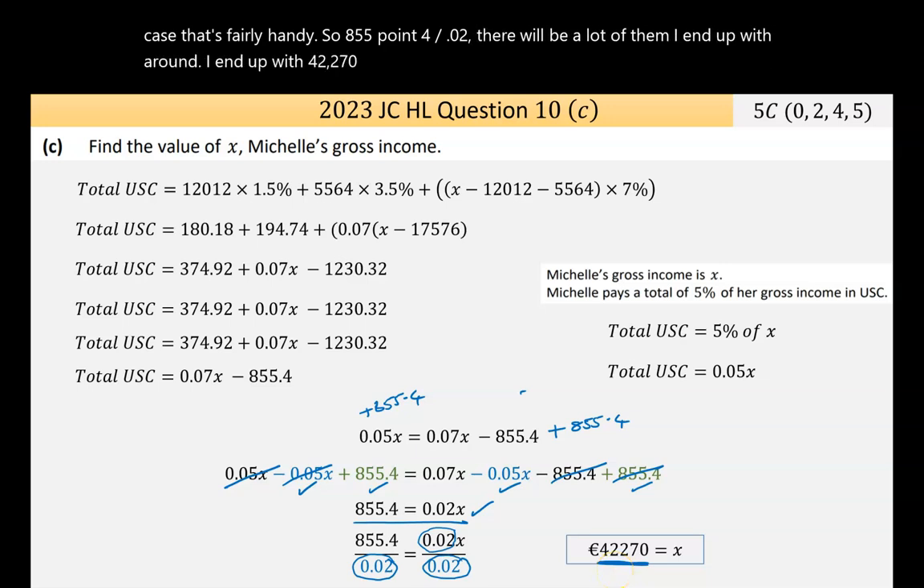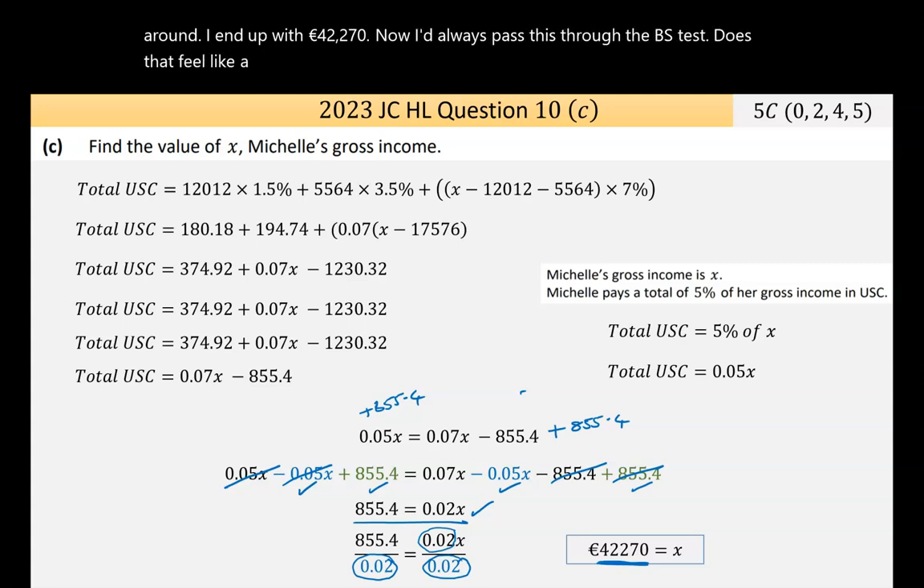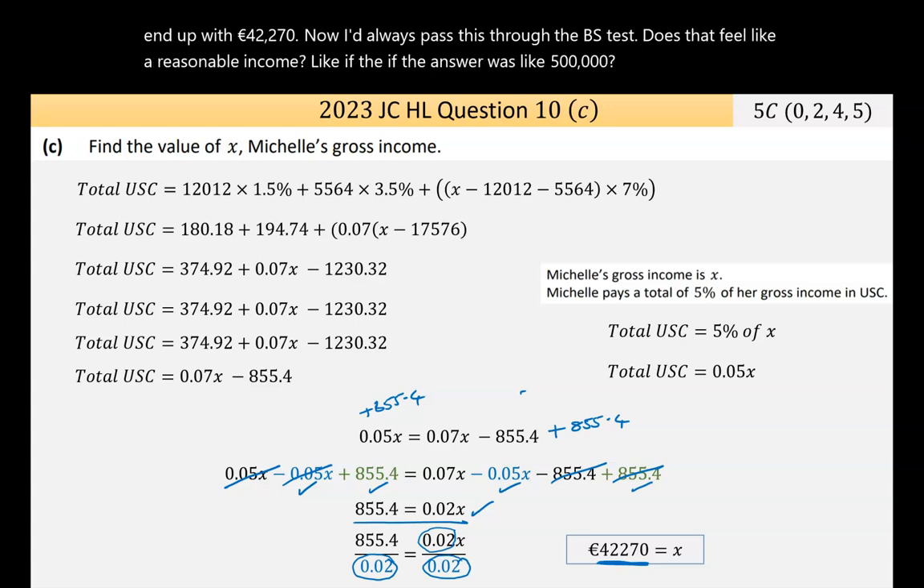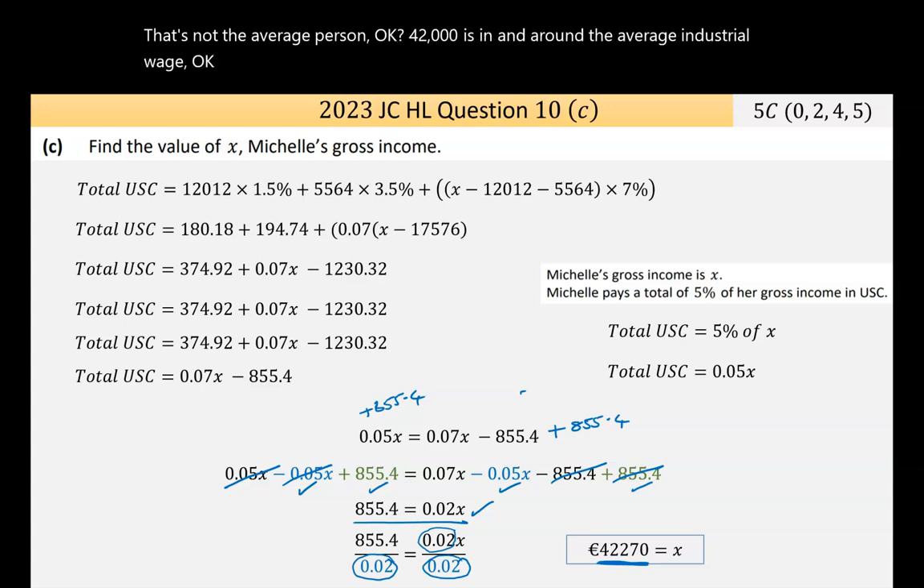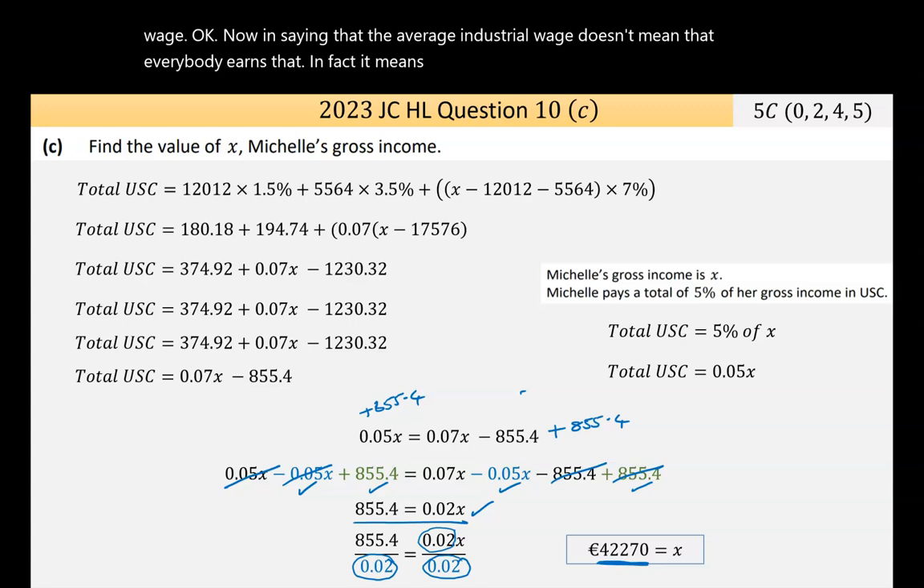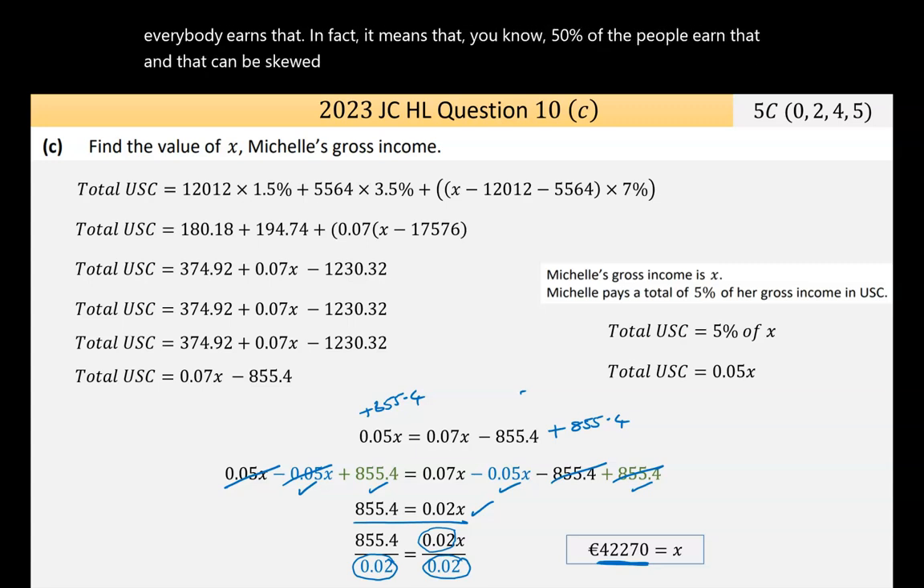Now, I'd always pass this through the BS test. Does that feel like a reasonable income? If the answer was like 500,000, I'd say that's not the average person. 42,000 is in and around the average industrial wage. Now, the average industrial wage doesn't mean that everybody earns that. In fact, it means that 50% of the people earn that, and that can be skewed in statistics by the fact that some people earn an awful lot. So most people are not on 42,270.